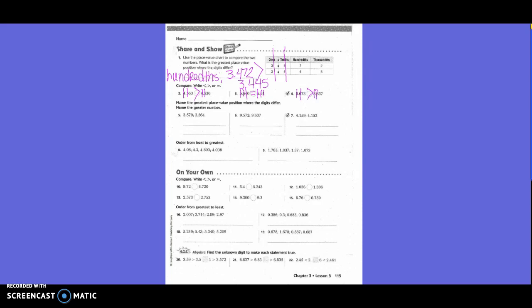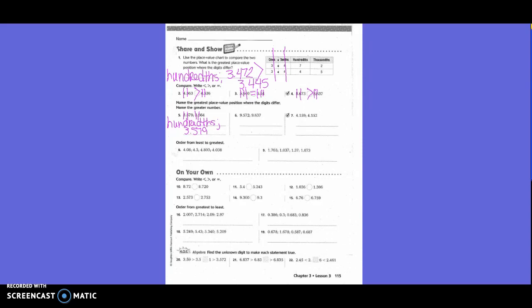Name the greatest place value position where the digits differ. Name the greater number. Let's mark off like we have been. Is the 3 the same? Yep. Is the 5 the same? Are 7 and 6 the same? No. What place value am I at? Hundredths. And then which one is more? 3 and 579 thousandths.